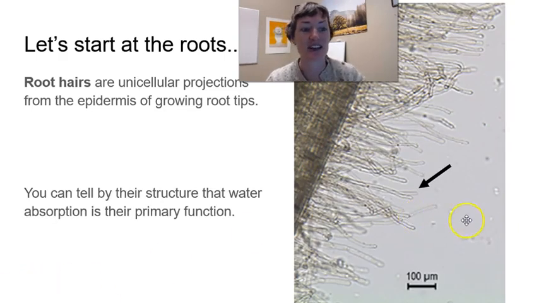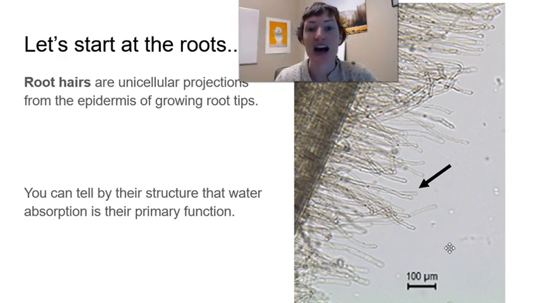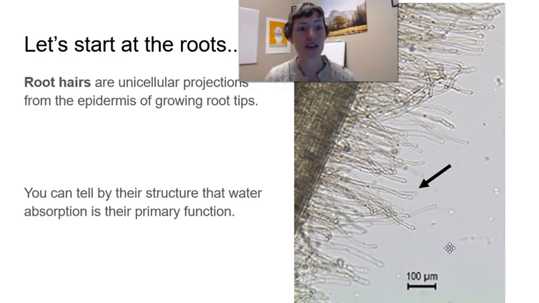So if we look at these under the microscope, we'd see these long unicellular projections, no cross walls in there. They have high surface area and low volume. And we know that that is to maximize interaction with the external environment. Their whole job is absorbing water from that external environment. So this is really the interface where plants are going to get their water from, is from these growing root tips covered in root hairs.